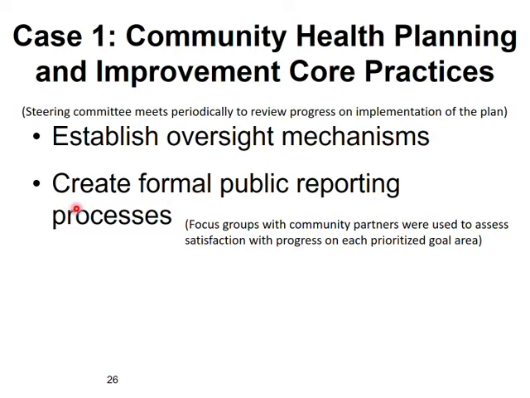Eventually, they also created formal public reporting processes, and in this case, they opted to use focus groups with the community partners to see if they are satisfied with the progress on the priority goals that were set, what the other needs are, and what inputs they can give so that they can continually improve on this. So that was just one example of how you can get together with different community partners towards working towards a common goal.